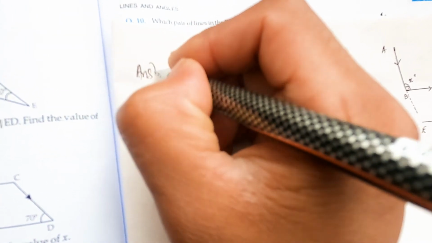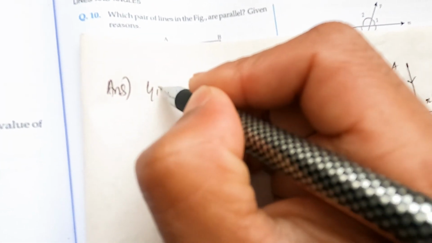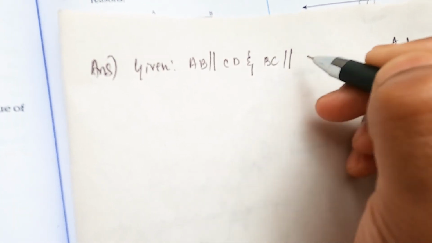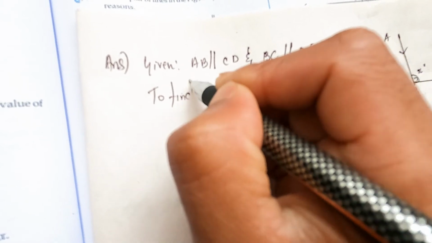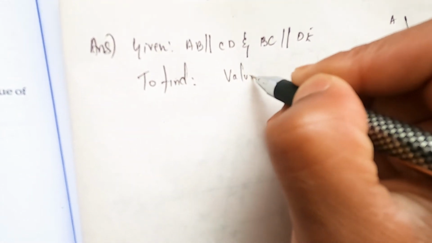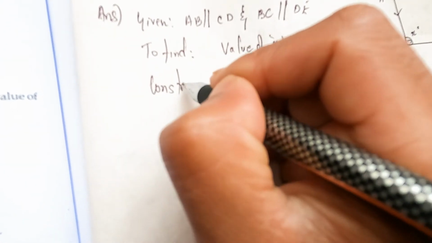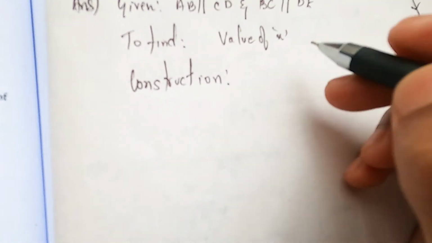So answer, you write: Given, AB is parallel to CD and BC is parallel to DE. Then to find, what do we have to find? Value of x.